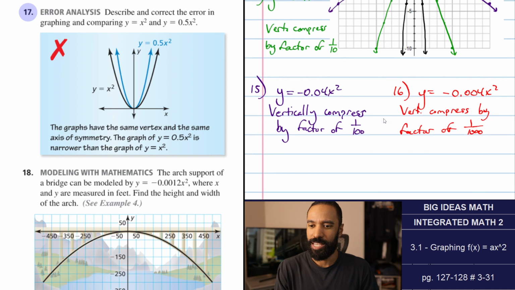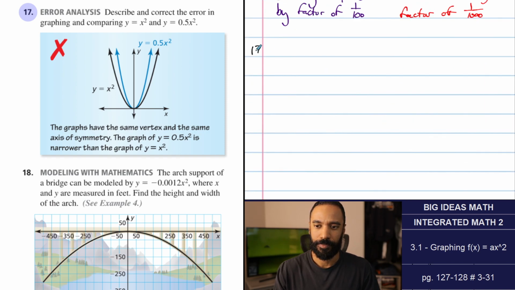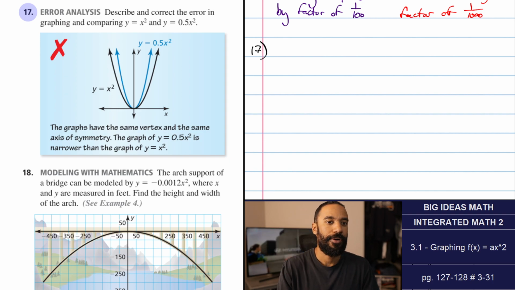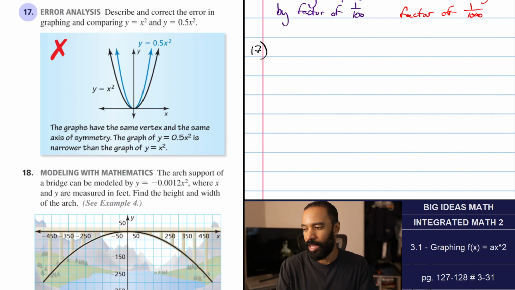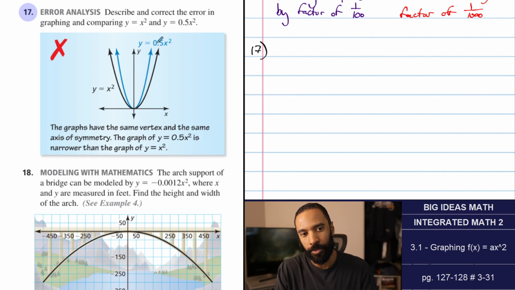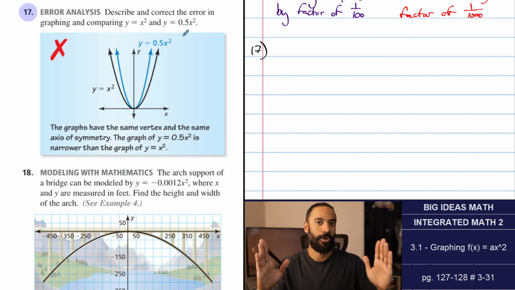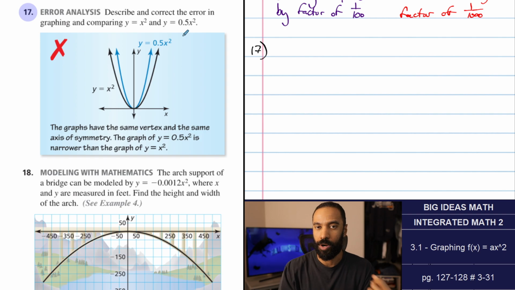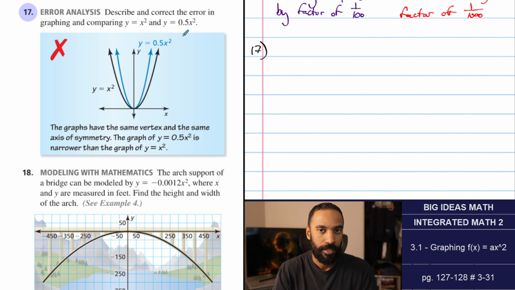Okay, number 17, error analysis. How long have we gone so far? 50 minutes. Error analysis. Describe and correct the error in graphing and comparing x squared and 0.5x squared. So I'm looking at 0.5x squared in blue, and it looks vertically stretched instead of compressed. That looks wrong. What they might have done is they might have made the graph half the width at the same heights, which is one reason I don't want to mention narrower.